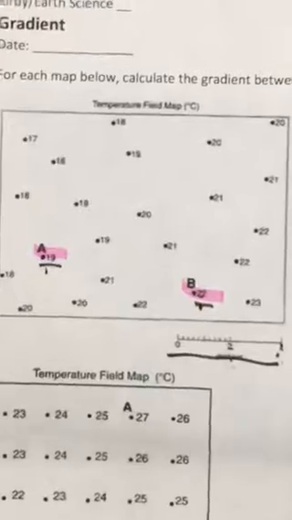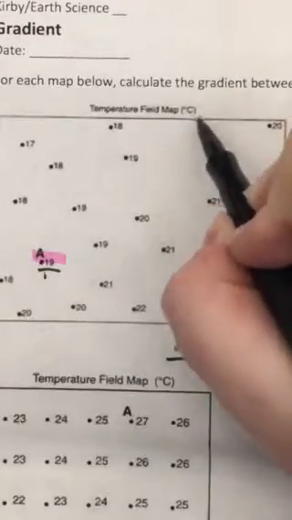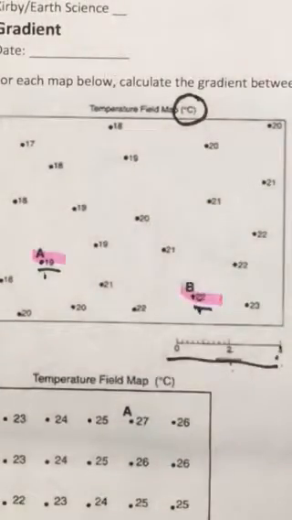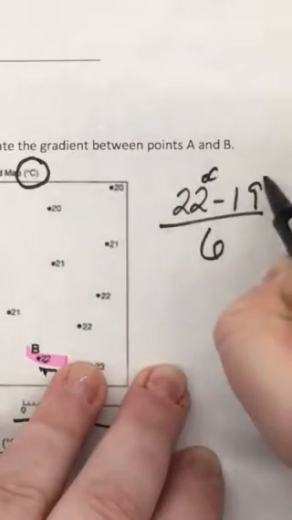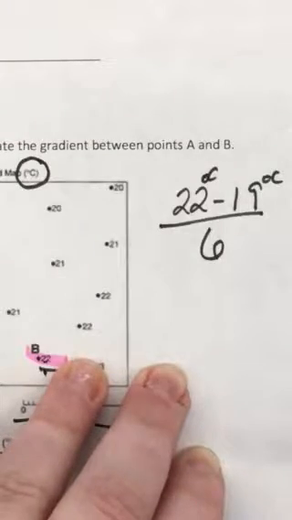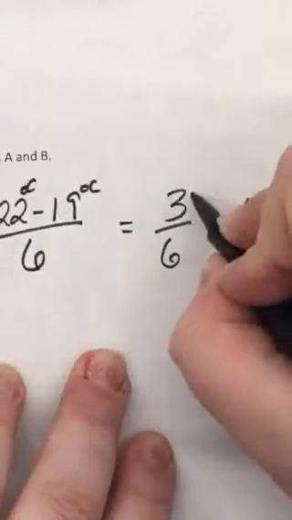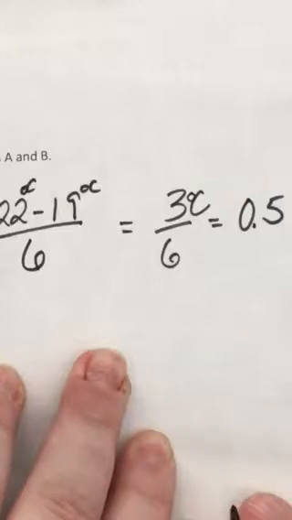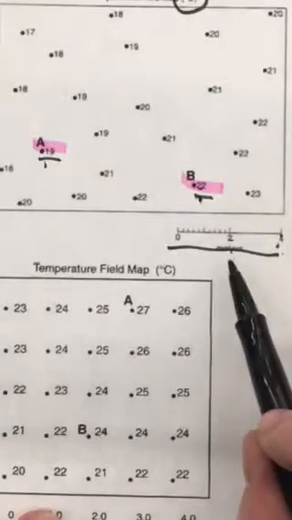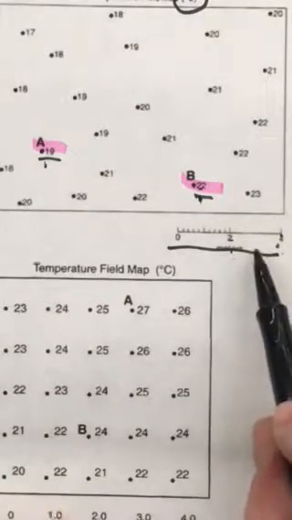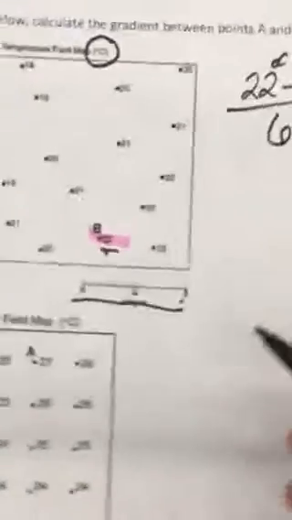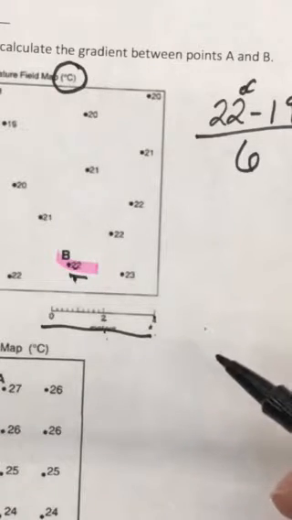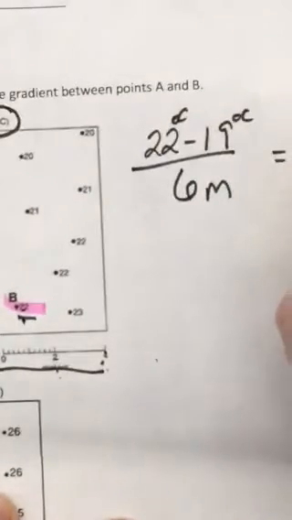So if I come back to the map, it tells me that the field value here was temperature. So the difference in field value, it was 22 degrees Celsius minus 19 degrees Celsius. That difference is 3 degrees Celsius. And my distance down on the scale, it said was in meters. Oh, distance. So distance would be meters, kilometers, it might be miles, but some unit of distance. So it's over 6 meters.